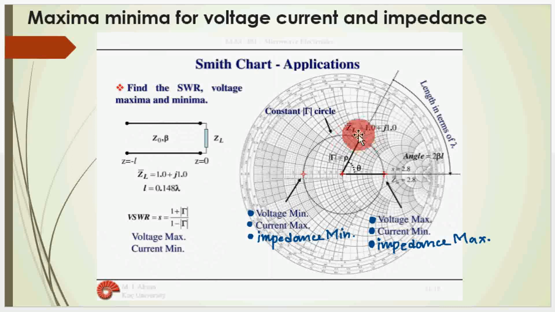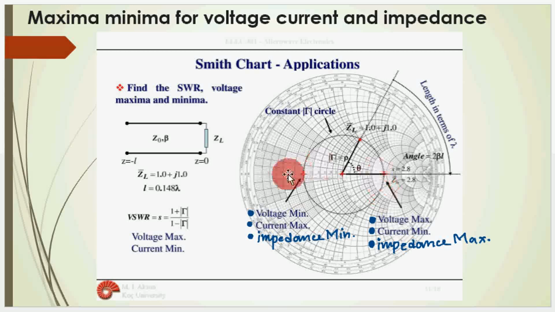Now suppose this is a typical normalized impedance ZL, and you draw the constant VSWR circle. So this point is for voltage minima, and this is for current maxima and impedance minima, and this point is for voltage maxima and also current minima and impedance maxima. How to remember? Note that on this side the R value is greater than or equal to 1. So you can think the impedance is more than or equal to 1. That's why on this side it will be the maximum impedance, and impedance maximum means the voltage is maximum, and at that point the current is minimum.